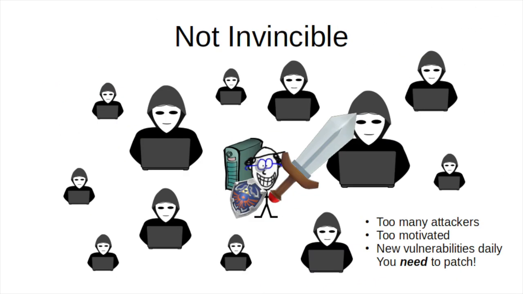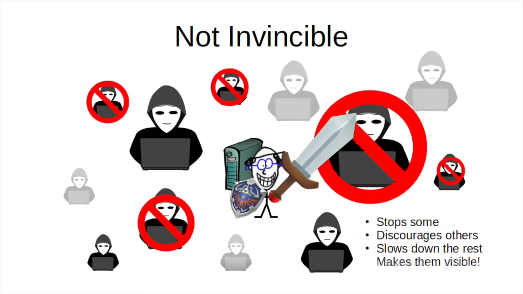I want to warn you. These automated defenses do not make you invincible. There are too many attackers, they are too motivated, and there are new vulnerabilities coming out daily. You need to patch your systems. But what these automated defenses do is stop some of the attackers. It discourages others, and it slows down the rest. Moreover, everyone left is now very visible in the logs.